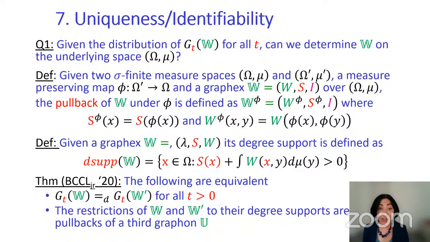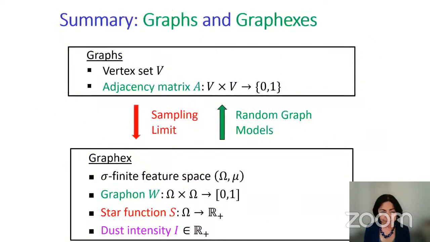It's up to this very complicated notion of pulling the two back to their degree supports and having them both be the pullbacks of another.